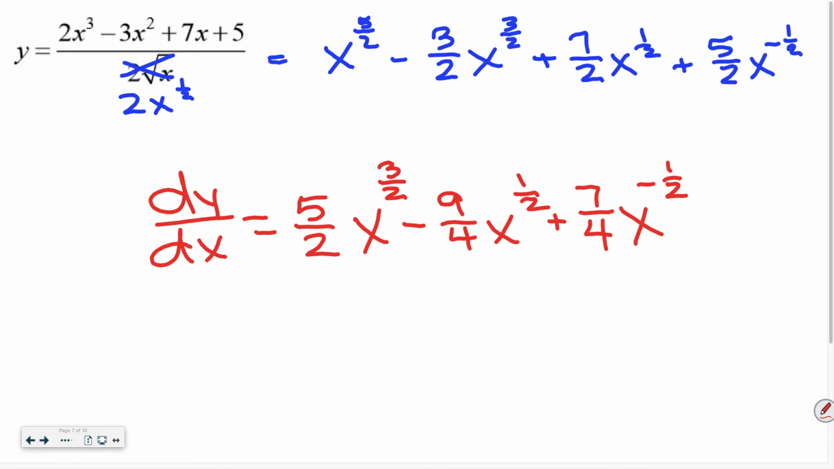And then our fourth term, 5/2 x to the negative 1/2. We multiply our power out in front and decrease our power by 1. Leave your answer like that. There's no need for us to even try to simplify that. I'm fine with negative exponents. They're perfectly fine.